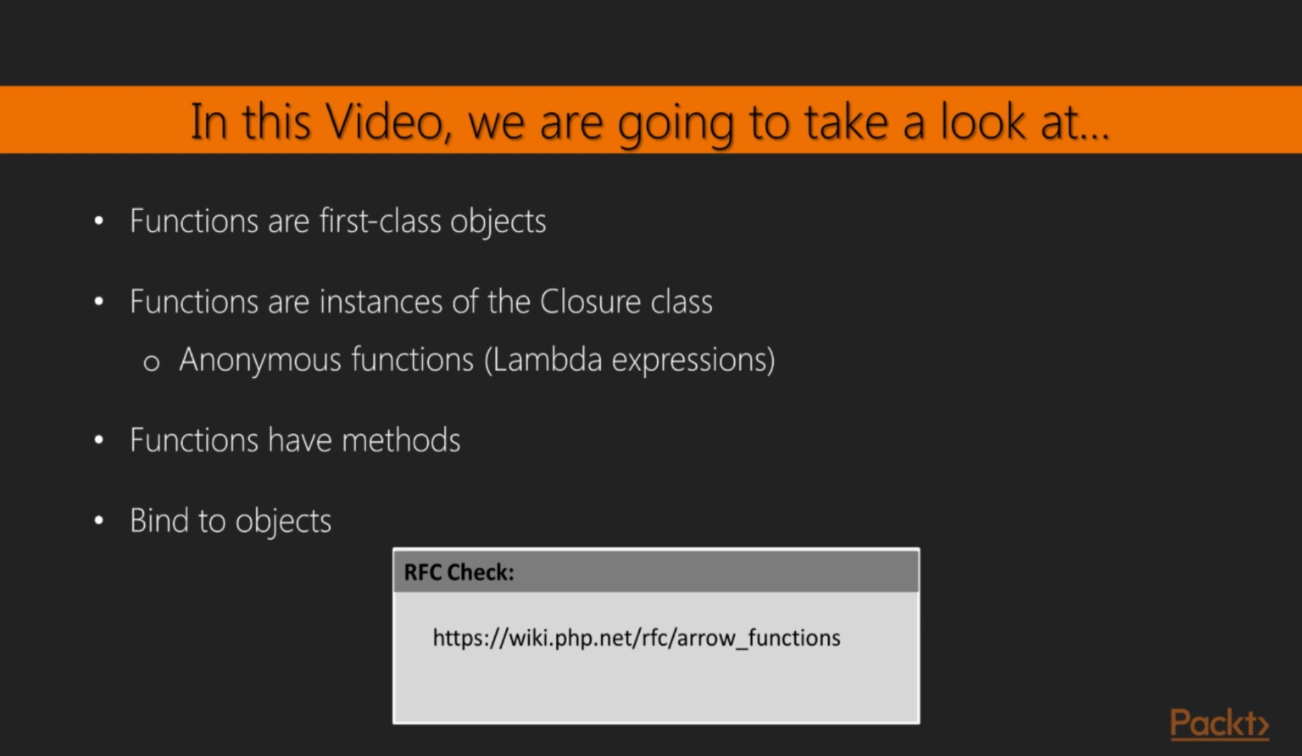This was created back with PHP 5.3 to support anonymous functions, which later on we're going to be calling just lambda expressions. But functions, because they're instances of this class, have methods of their own. And so this is going to allow us to do things like bind a function to an object. I'm leaving you here with this RFC about arrow functions, so you can check it out on your own, and you can see the progress of how this RFC is going to be implemented in future versions of PHP.